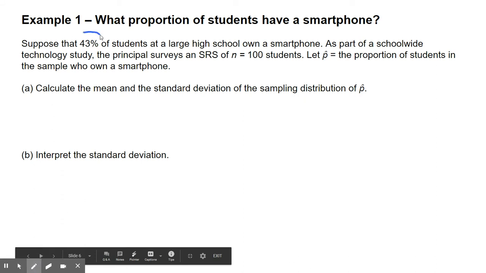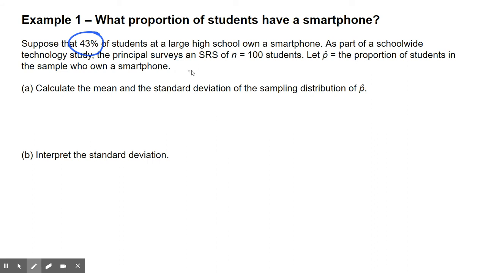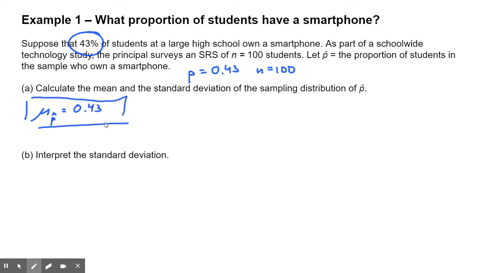Well, in the problem, this 43% is your population proportion. That's your p, right? So p is 0.43. And then the sample size n is 100. These are the two key numbers we need to calculate the mean and standard deviation. So to calculate the mean of our sampling distribution of p hat, we just write down p, because that's what it's equal to, 0.43. Remember, proportions have no units, so that's it. They're just a percentage written as a decimal.